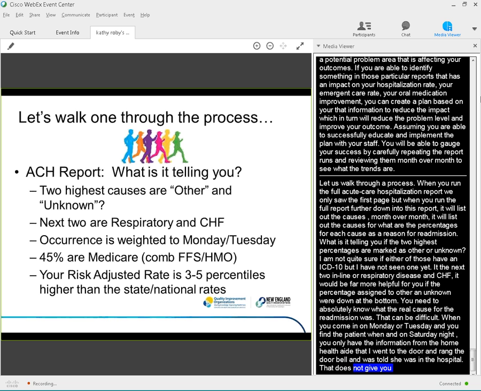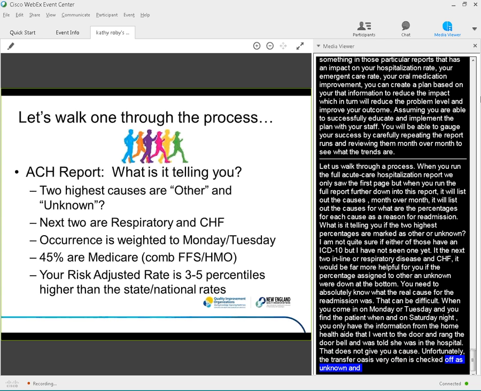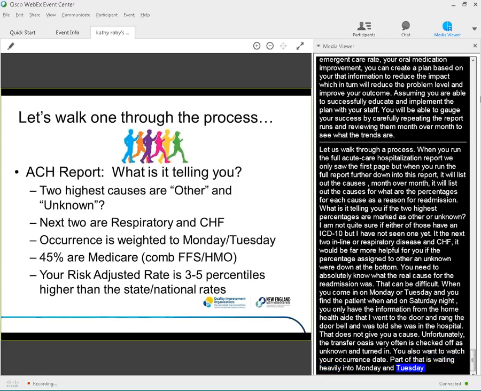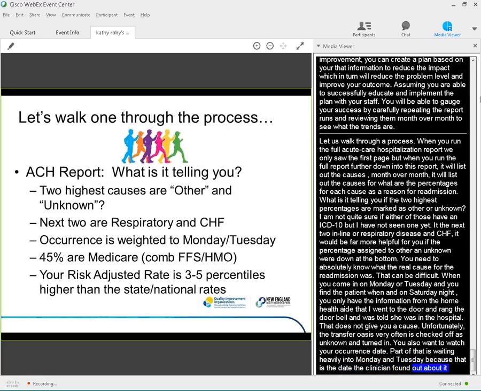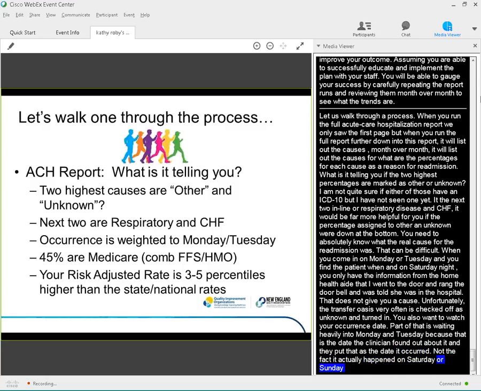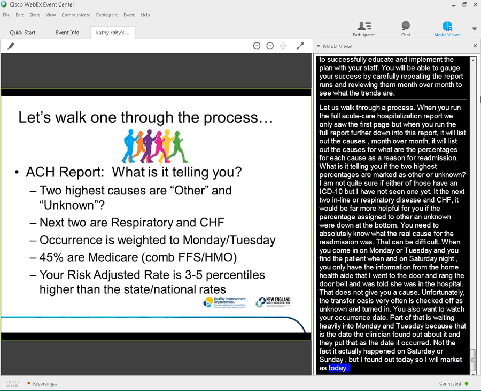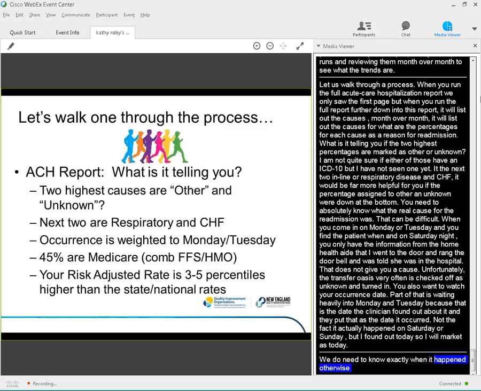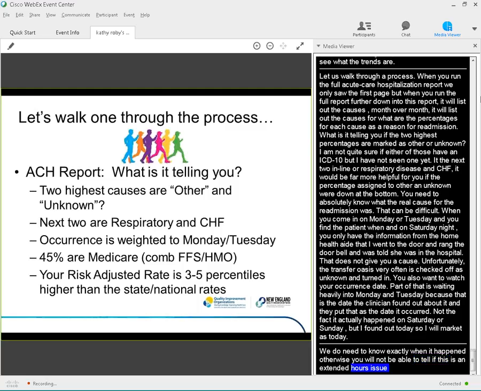You also want to watch your occurrence date. Part of that is weighting heavily into Monday and Tuesday, because that's the date that the clinician found out about it, and they put that as the date that it occurred. Not the fact that it actually happened on Saturday or Sunday, but I found out today, so I'll mark it down as today. We do need to know exactly when it happened. Otherwise, you won't be able to tell if this is an extended hours issue, or an access to physician issue, or what the potential causes might be.